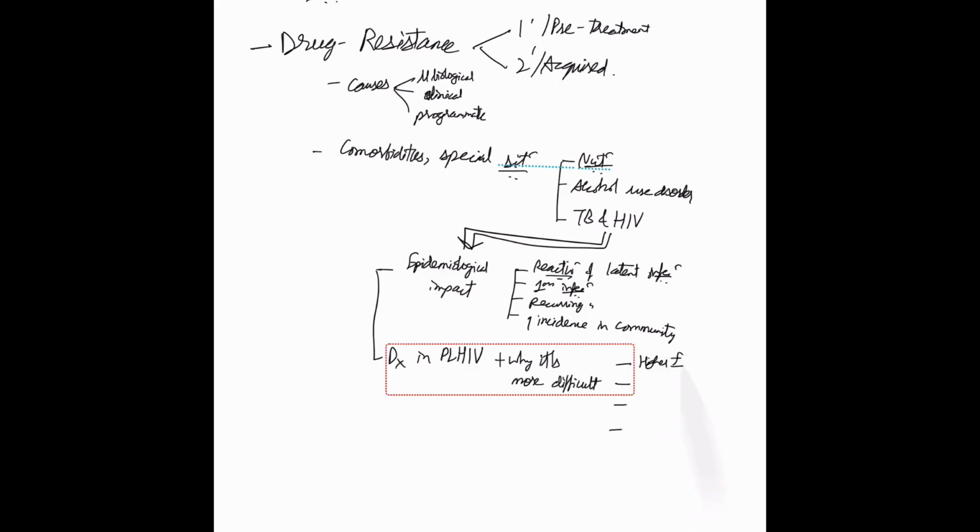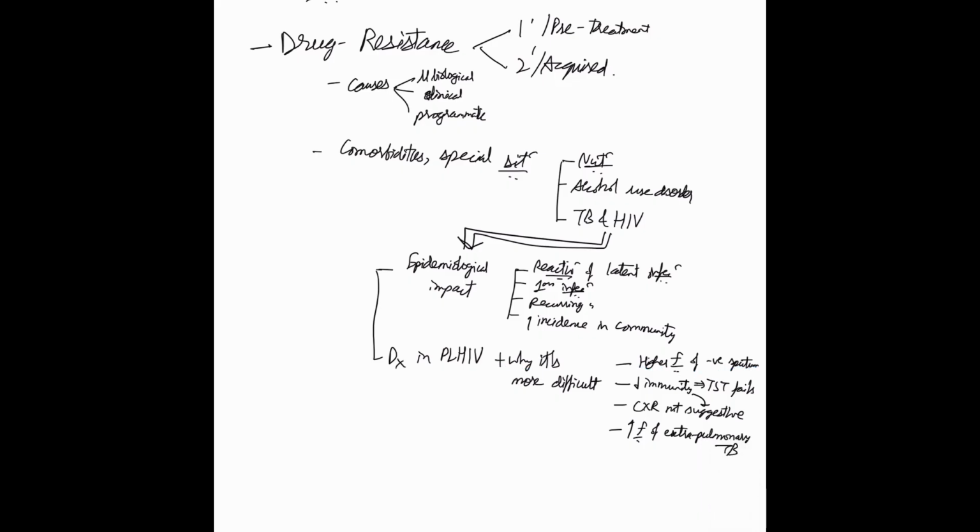There are four important reasons. It can cause a higher frequency of negative sputum because the immunity is decreased, the TST fails, and the chest X-ray won't be suggestive of TB. And this can also increase the frequency of extrapulmonary TB.